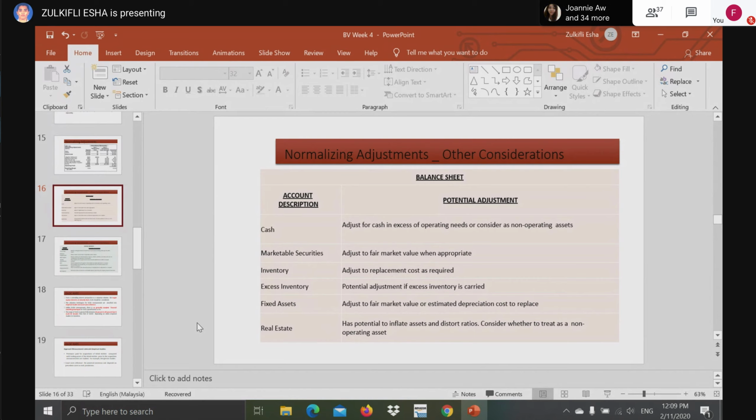So normalizing adjustment normally needs to be done if there is a huge difference in terms of figures between your company and your competitors within the same industry. If the figures between your company and your competitors are more or less the same, then you do not need to do the normalizing adjustment. So that is the justification on how to decide whether normalizing adjustment is needed or not for the case that you are doing now for business valuation.